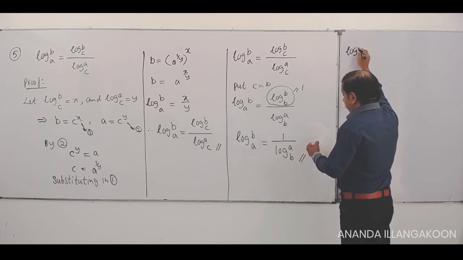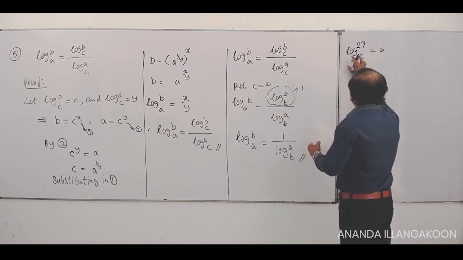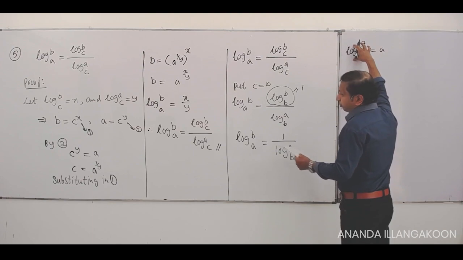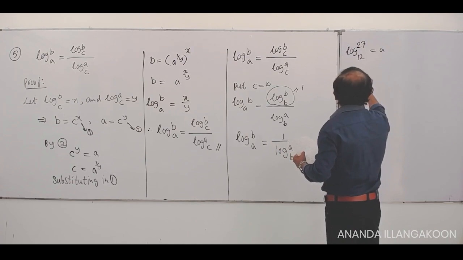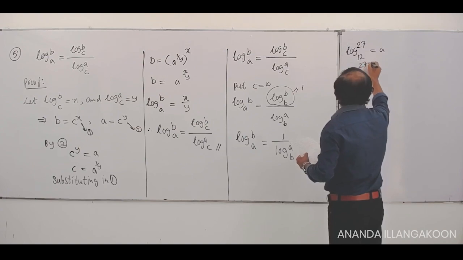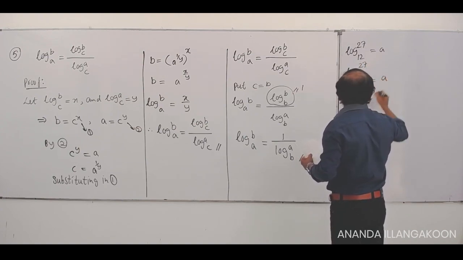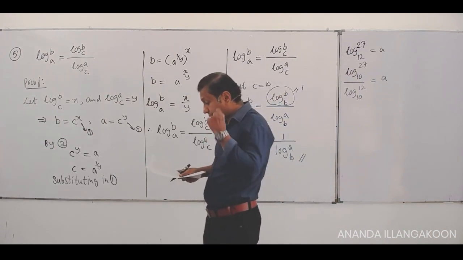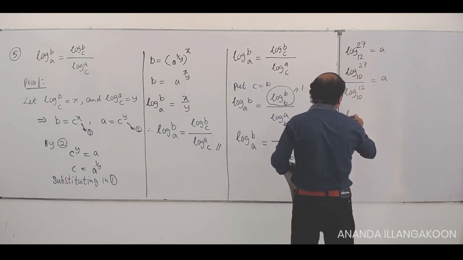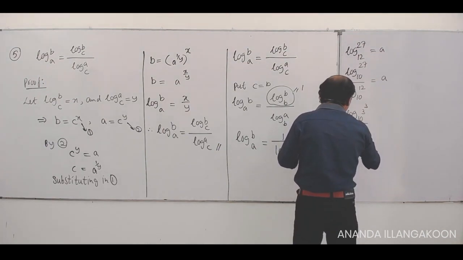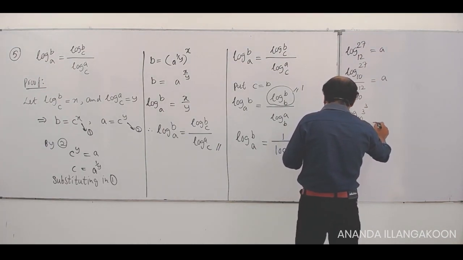Logarithm of 27 to the base 12 is equal to a. I can write this using the change of base formula, to the base 10: log base 10 of the numerator and the denominator. 27 here, 12 here, equals a. Now this 27 I can write as 3 to the power 3. Log base 10 of 12 is equal to the right hand side, a.